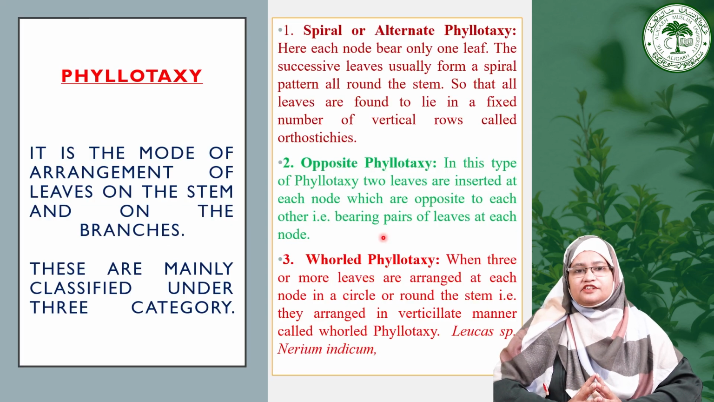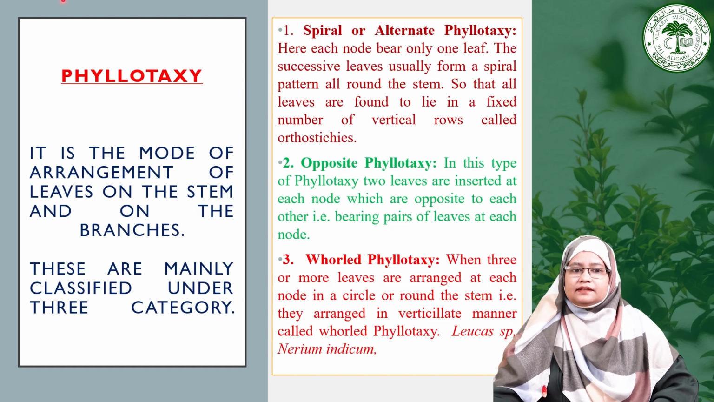Now the next is phyllotaxy. Phyllotaxy is the arrangement of leaves on the stem, and there are generally three categories of phyllotaxy. Spiral, which is also called alternate phyllotaxy. Here each node bears only one leaf, and the successive leaves usually form a spiral pattern all around the stem, so that the leaves look like they are in a fixed number of vertical rows called orthostichies.